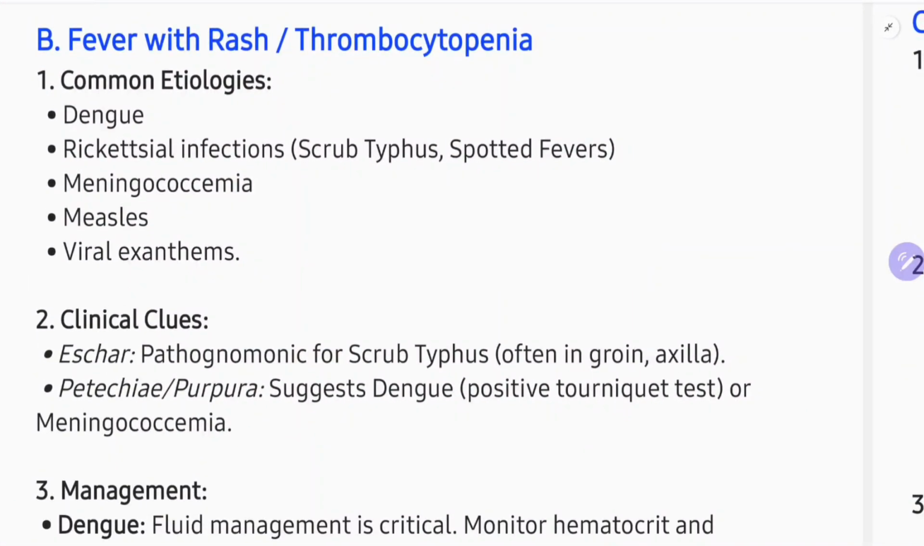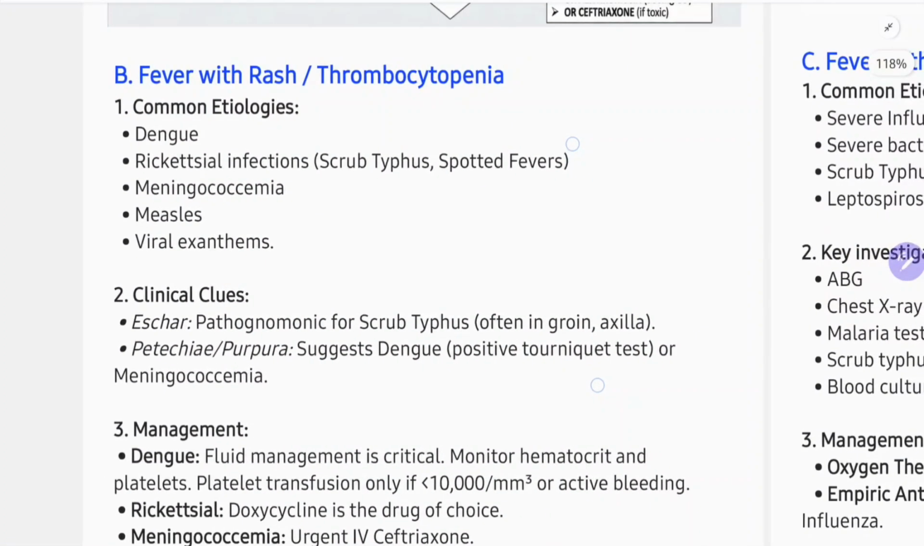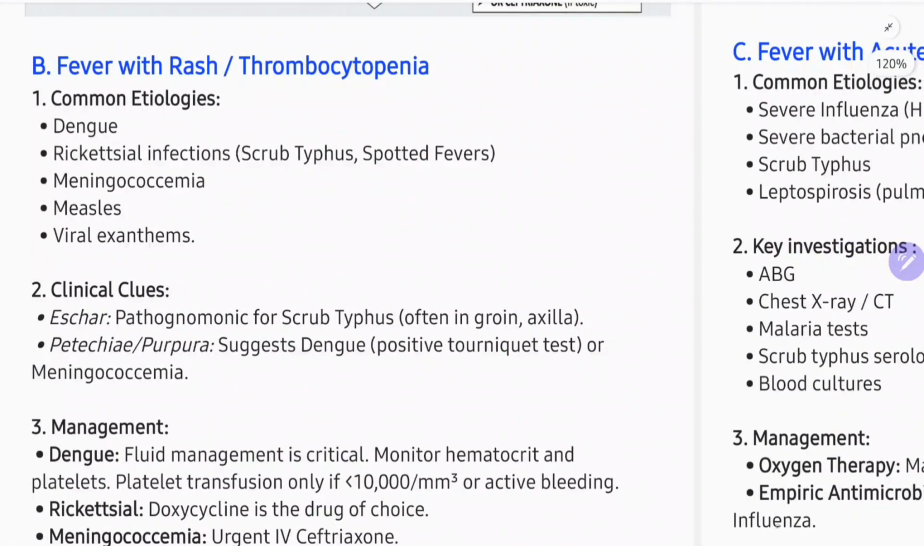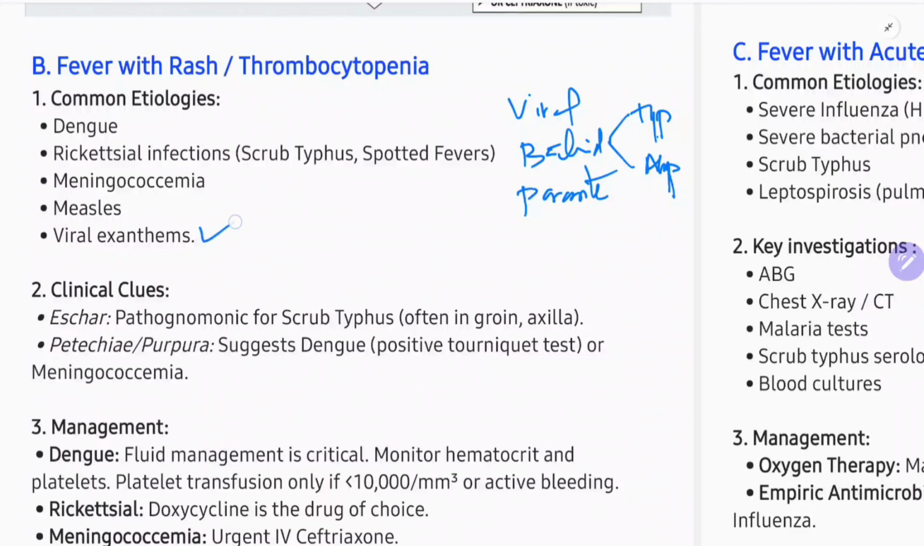Now coming to fever with rash or fever with thrombocytopenia. So what are the common etiologies? Common etiologies again you divide into viral, bacterial. Bacterial can be typical and atypical. Then parasitic. Okay. So viral is viral exanthems you can have. In children you can have measles, in adults dengue. Okay. Bacterial is meningococcemia and rickettsial infections like scrub typhus and spotted fevers.